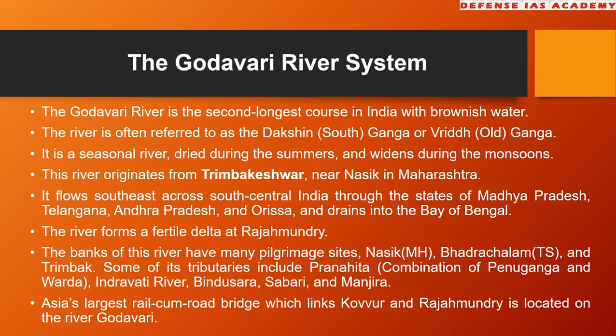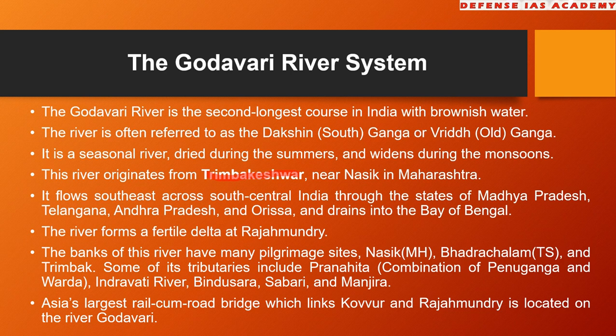Next is the Godavari river system. The Godavari river is the second longest course in India with brownish water. The river is often referred to as Dakshin, that is South Ganga, or Vriddha Ganga, that is Old Ganga. It is a seasonal river and it dries during summers and widens during the monsoons. The river originates from Trimbakeshwar near Nasik in Maharashtra.